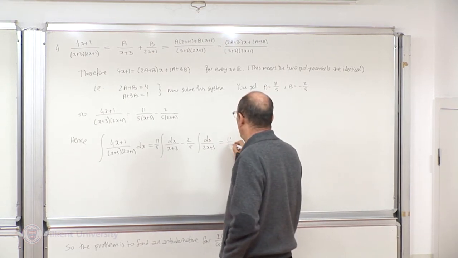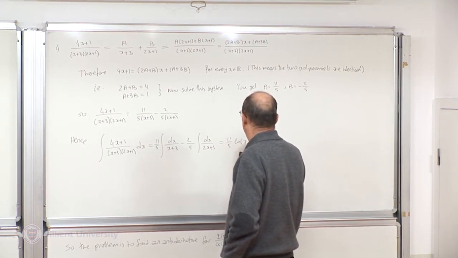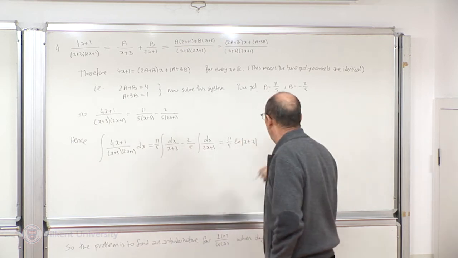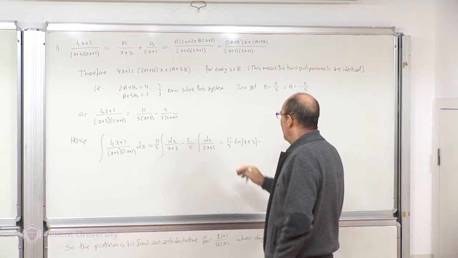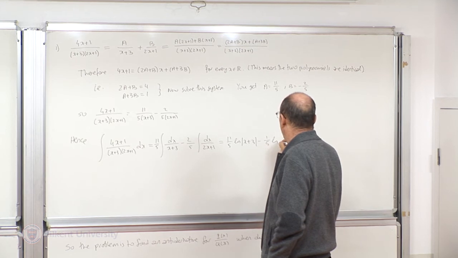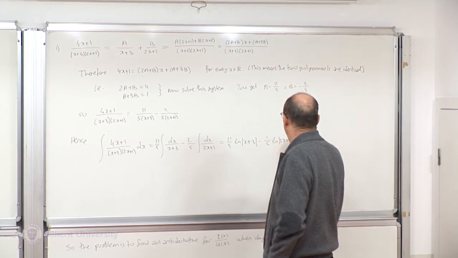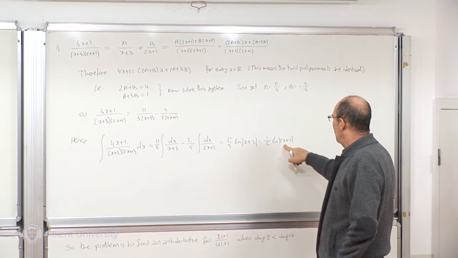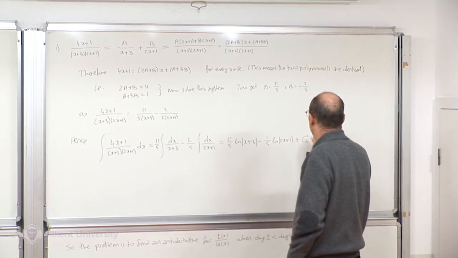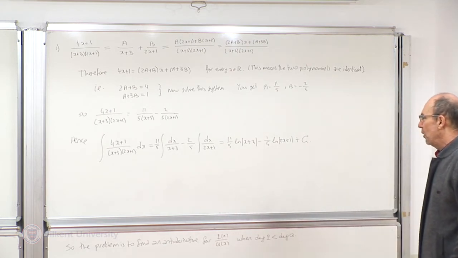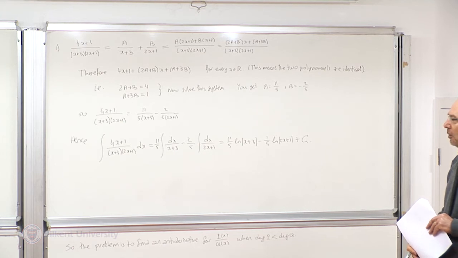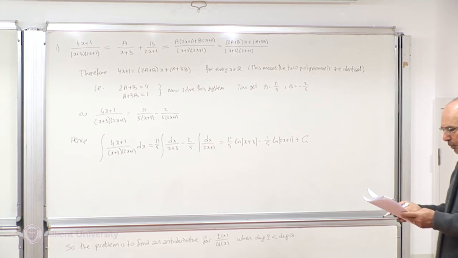So this is 11/5 ln of (x plus 3). Well, actually, we want the absolute value here. Minus, if I have this, I think I'll have 1/5 ln of (2x plus 1). If I take the derivative of this, I'll get an extra 2, and that is here. And then, of course, you just put your constant. You never know when you'll need it. So this is a demonstration of partial fractions on a very simple example.